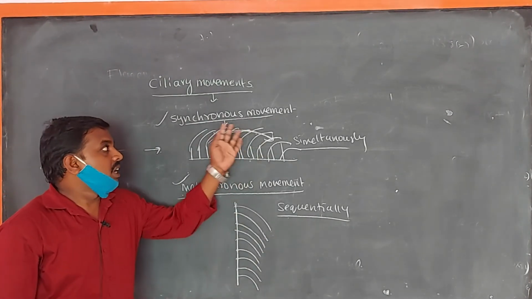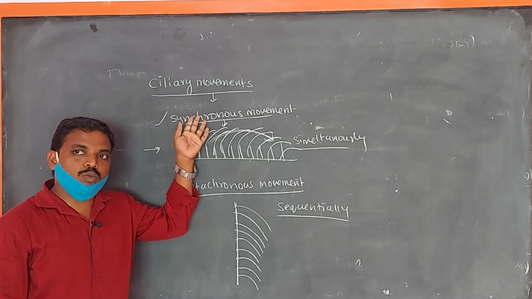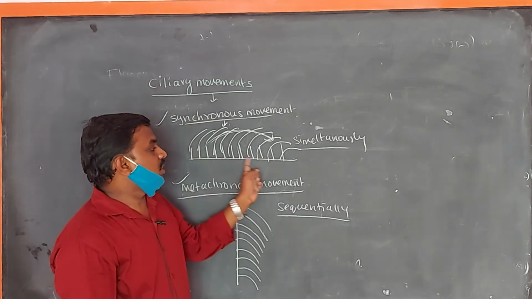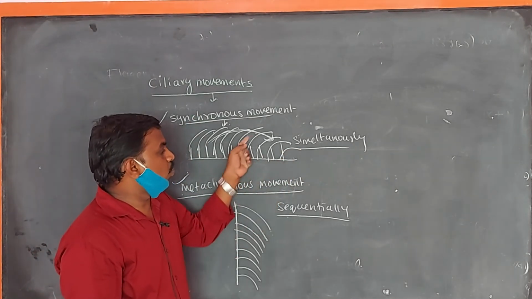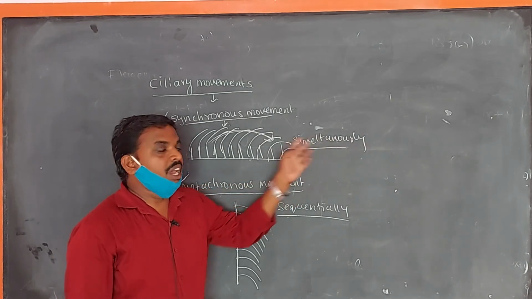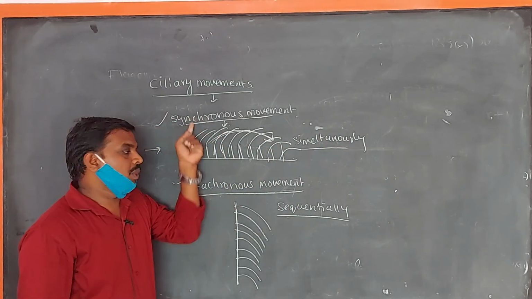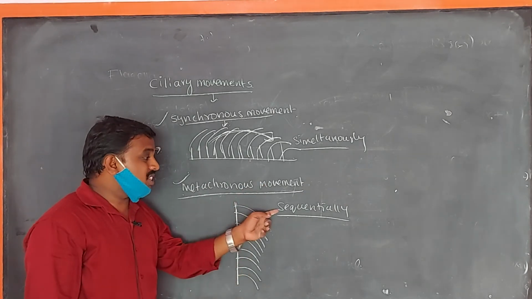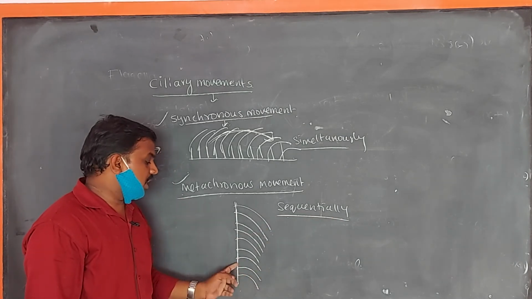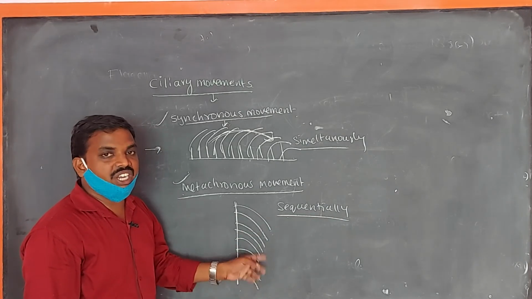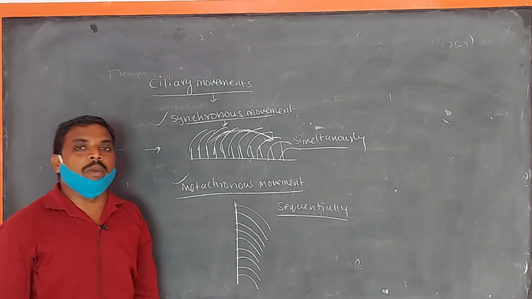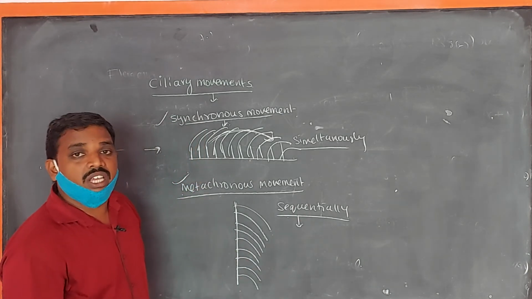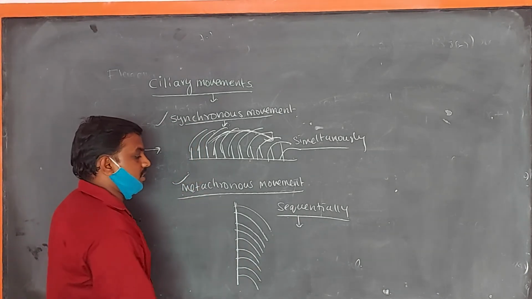So these are the differences between the synchronous and metachronous movements. Synchronous movement means the transverse row of cilia moves in one direction simultaneously. Metachronous movement means the longitudinal row of cilia moves sequentially, one after the other. This type of metachronous movement is also seen in plants in paddy fields.